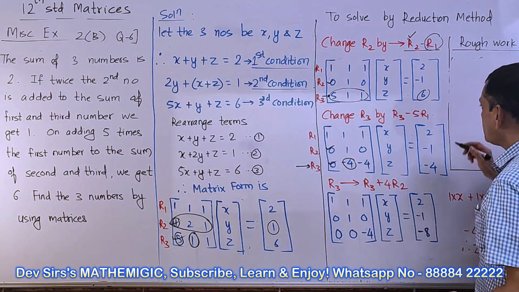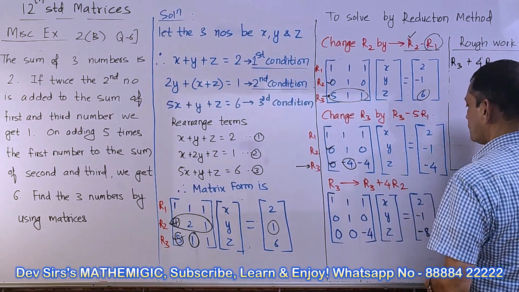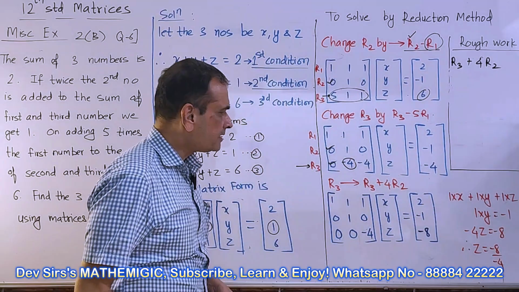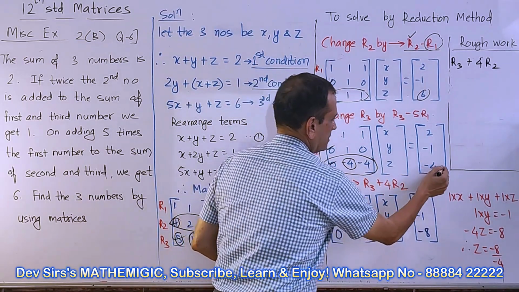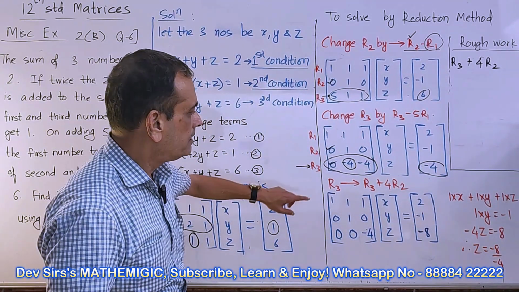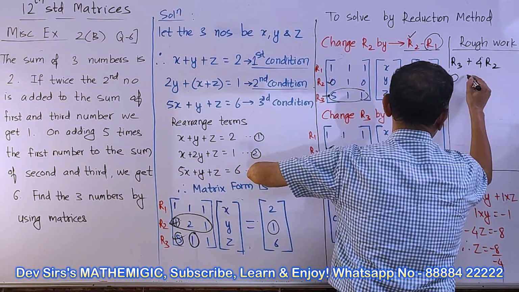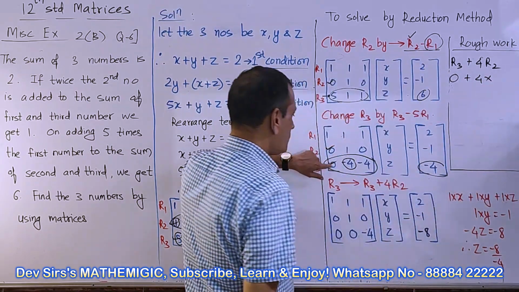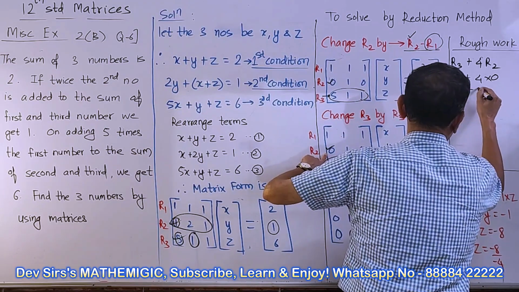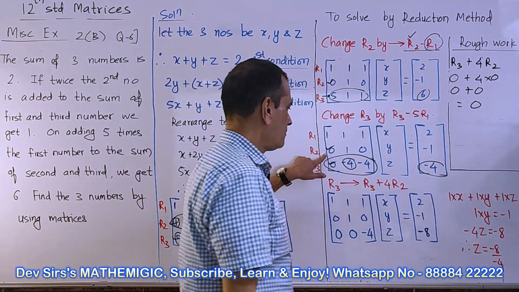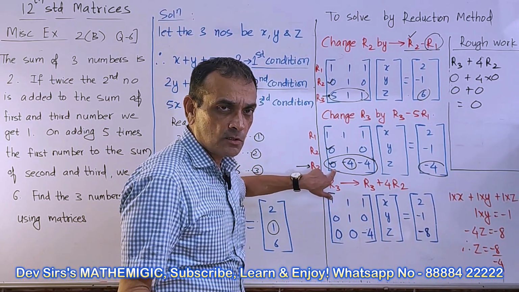रफ वर्क. R3 plus 4R2 करो चालू. R3 मार्क करो मैं. चेंज R3. स्टार्ट फ्रॉम हियर. R3 में 0 है, प्लस 4 इंटू R2 में भी 0 है. सो 0 प्लस 0 gives me 0. अच्छी चीज है ना. 0 has remained 0. Thankfully change नहीं हो गया.